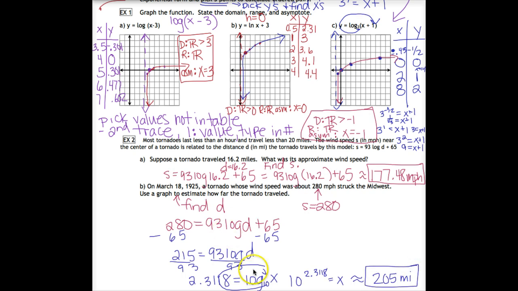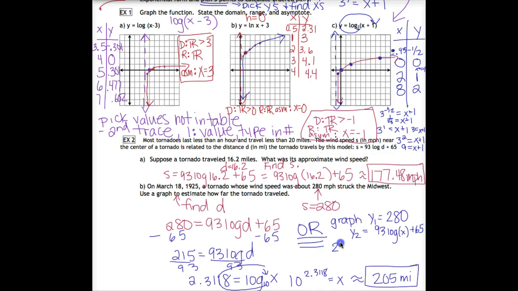Now, if you don't want to do it algebraically, the reason this is in the graphing section is because we can solve this by graphing. What you can do is, and I'm going to write or here because either method is perfectly acceptable, you can graph your y1 as the 280 that you know, and graph y2 as 93 log x plus 65.